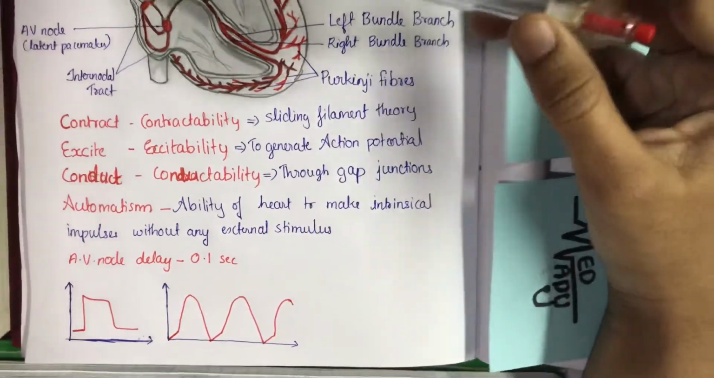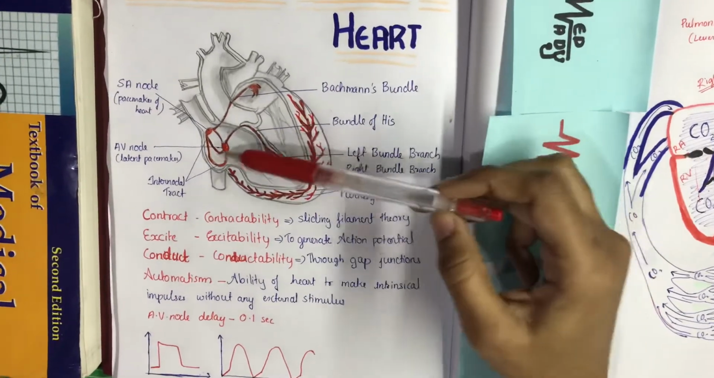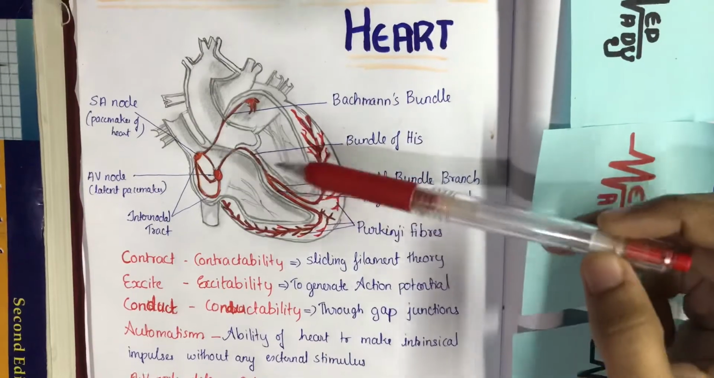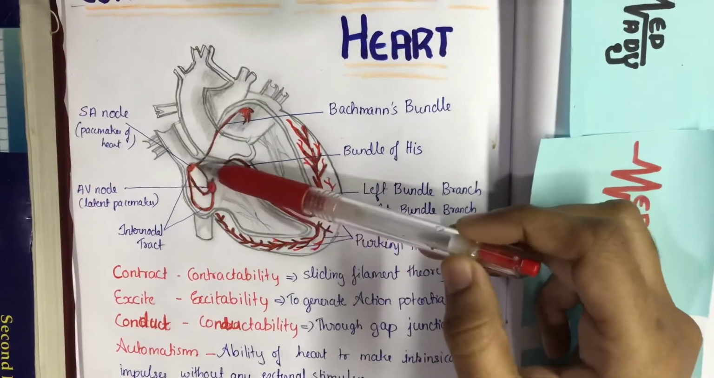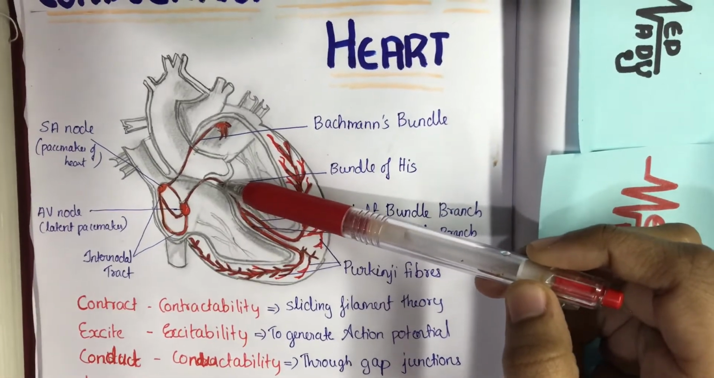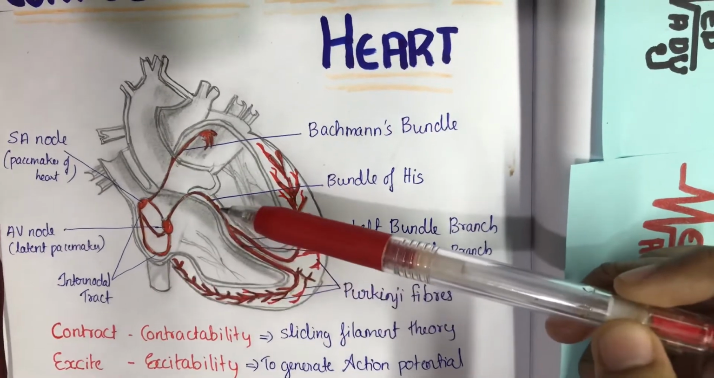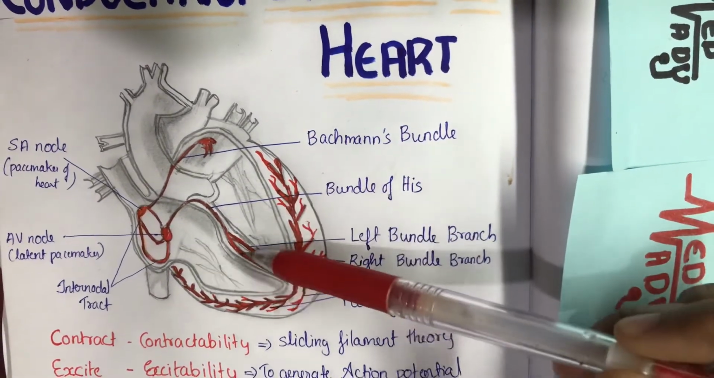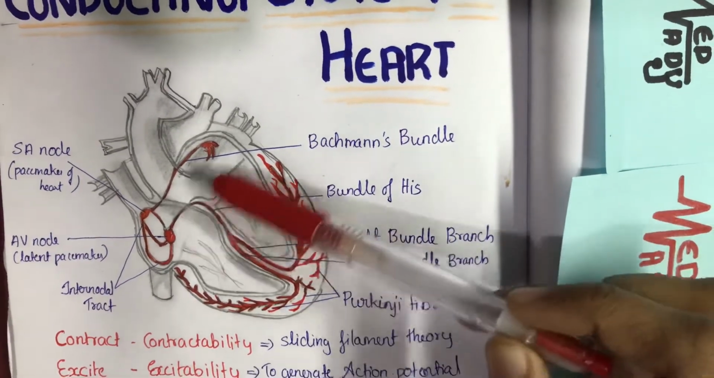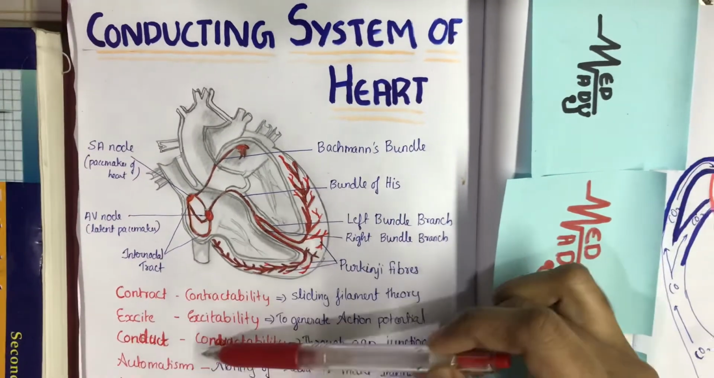And we know that if the SA node gets damaged, the AV node has the ability to make its own impulse and make the heart contract. If the SA node doesn't work, then the AV node will work. If the AV node is not working, then the bundle of His will work, and if the bundle of His stops working, then at last our Purkinje fibers. So all the conducting system has the ability of automatism.